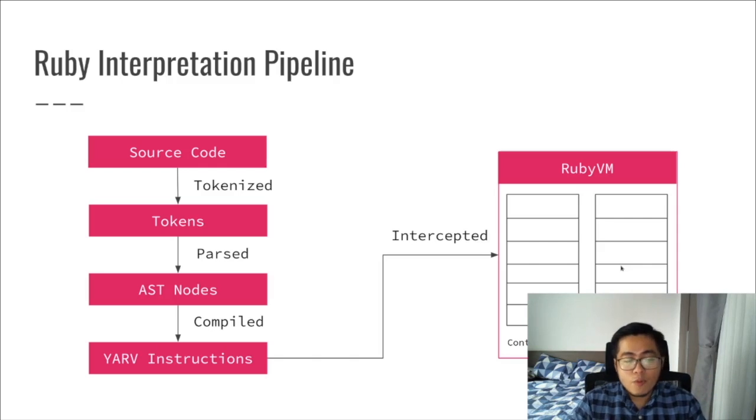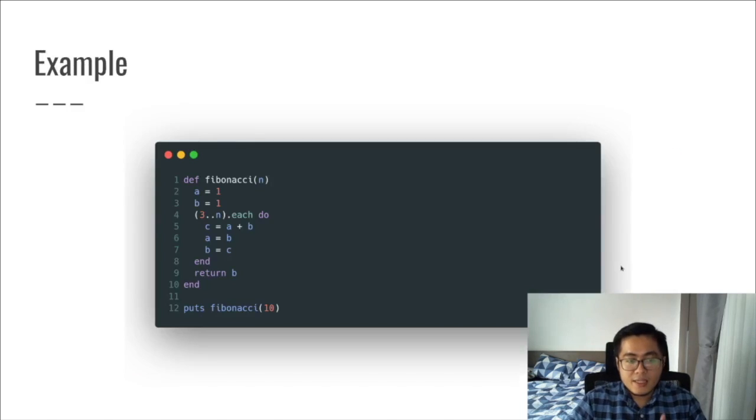First, your code will be tokenized into meaningful tokens, and the tokens will then be passed into an AST node. AST here stands for abstract syntax tree, and then all the nodes will be combined into YARV instructions. And finally, all the YARV instructions will be interpreted by the Ruby VM. It's a little bit weird for the names, and maybe you are not familiar with any of this. So we will go deeper and explore with an example.